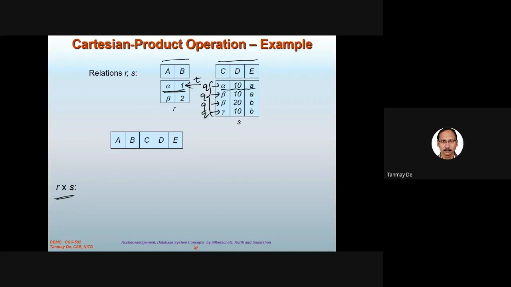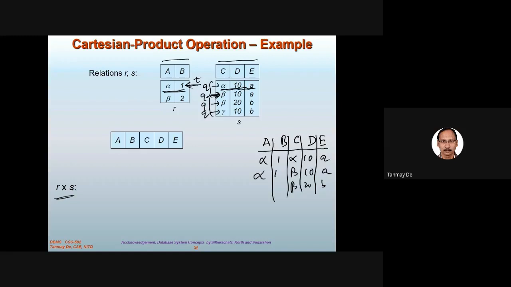So A, B, C, D, E are the different attributes of the resultant relation, or R cross S. So here alpha and 1, this is the T. And what is the Q here? This one, alpha 10A. And for the same T, alpha 1, this will be the Q again. The next one is the Q again, that is beta 10A. Similarly, beta 20B.